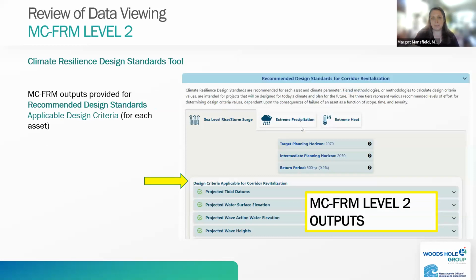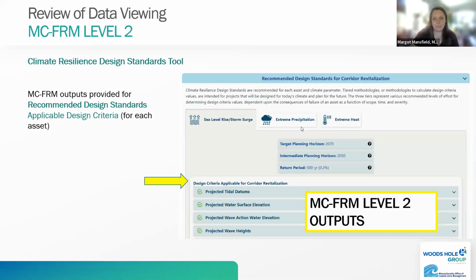Next slide. The tool uses level 2 MC-FRM layers to provide values for the applicable coastal design criteria in the recommended design standards output, which are given for each asset. So in addition to the target and intermediate planning horizon that Kirk mentioned, for each of these applicable design criteria, there are drop-down menus for background information on what these terminology mean, dynamic tables with values derived from the MC-FRM, and guidance about how to consider this information in project planning, early design, and project evaluation.